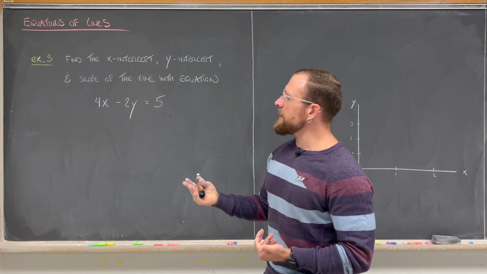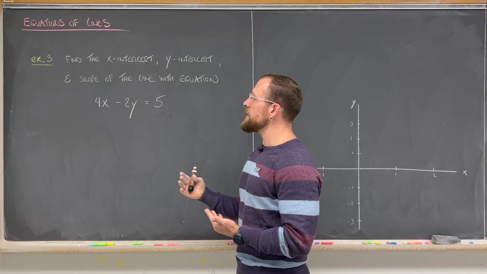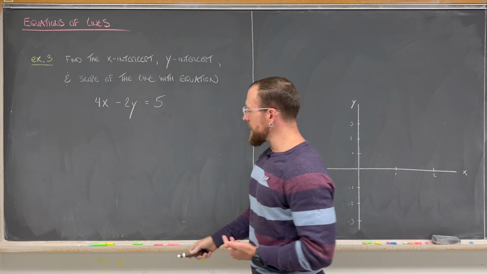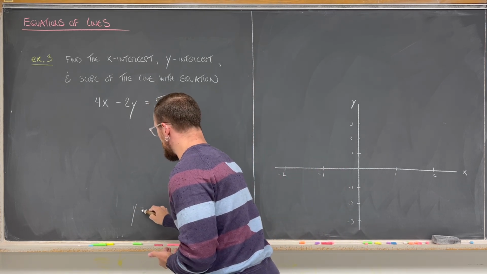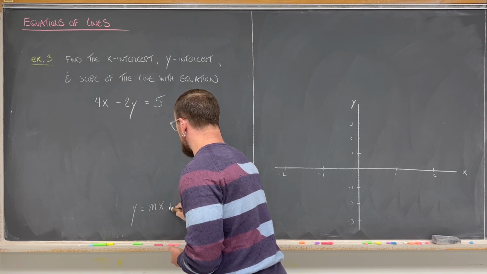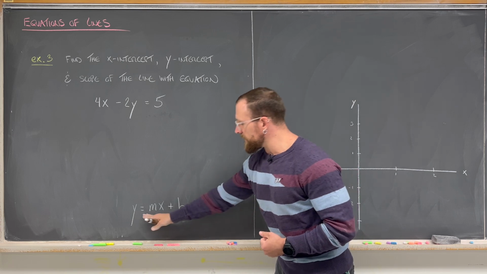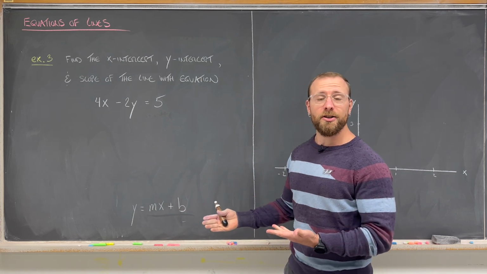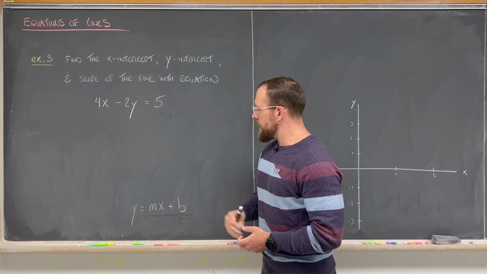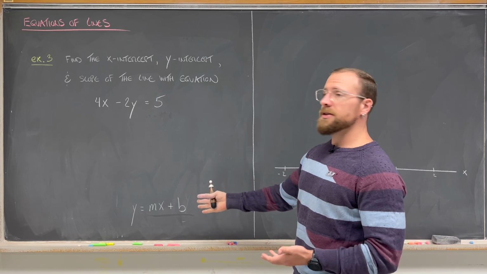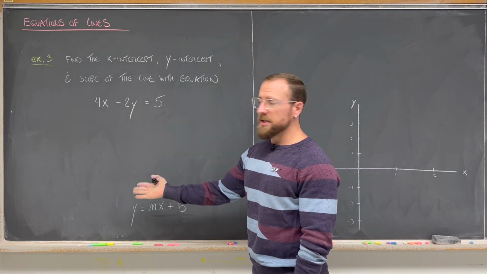Well, I can if I manipulate it. If I can put it in the form y equals mx plus b, that we just talked about, that would be the graph of a linear function, and a linear function's graph is a line. So can you make it look like this? The answer is yes. I just need to solve this for y.